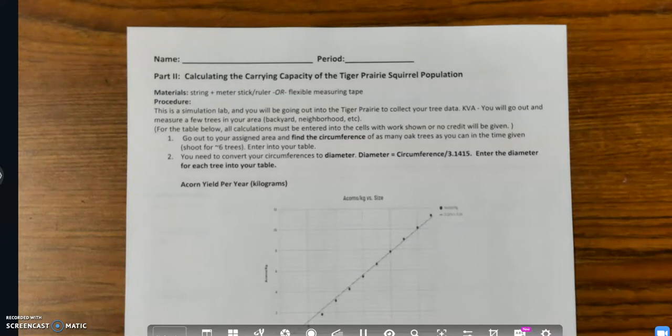So what we're going to do to show how people go about doing these calculations and understanding how their vegetation on their land affects the carrying capacity of the population, we're going to look at how many squirrels per year the Tiger Prairie oak tree population can sustain.